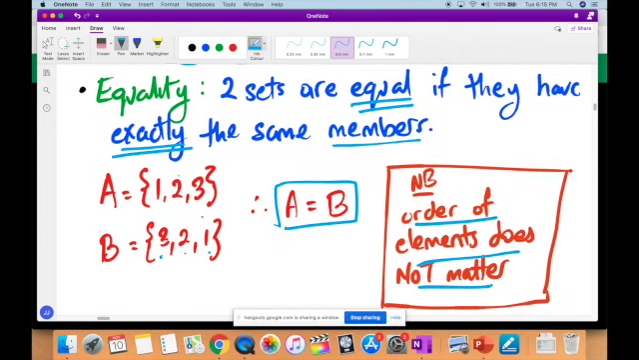And we were here talking about the equality and the sets being equal. The order of the elements does not matter. So these two sets, A is equal to B, they are both equal.